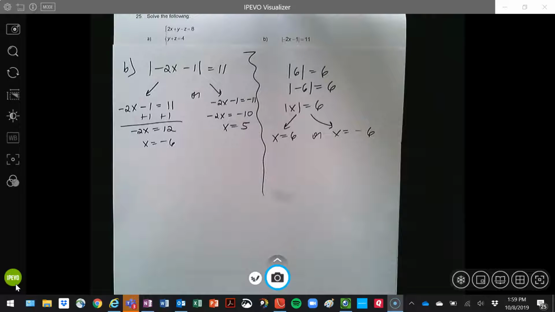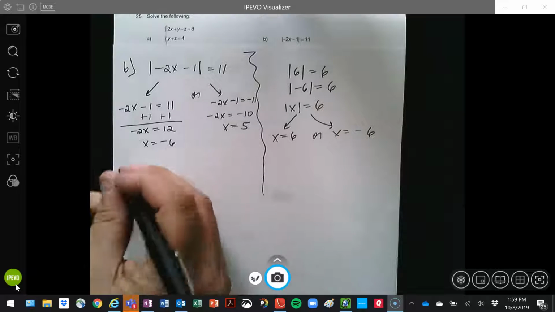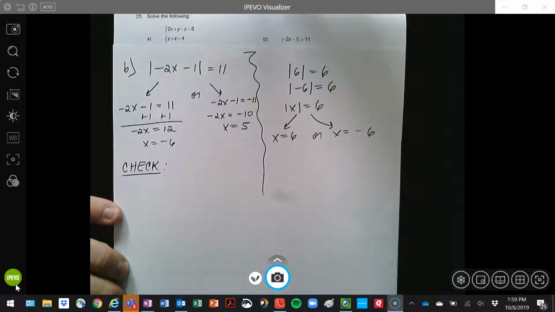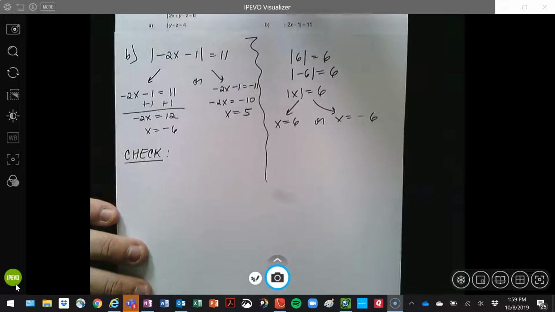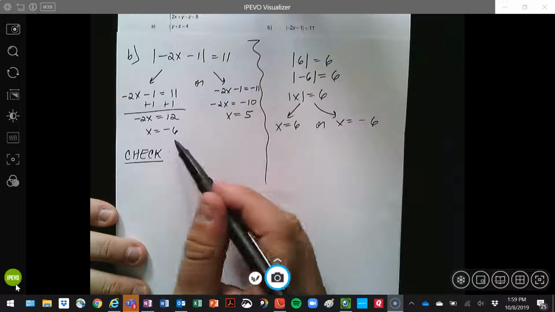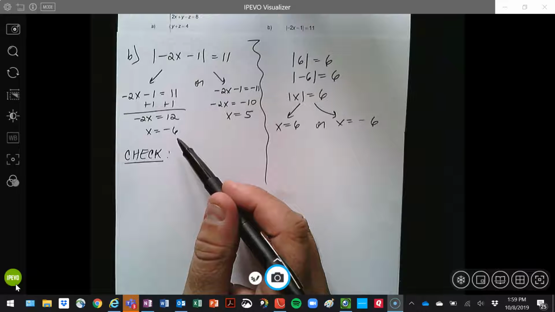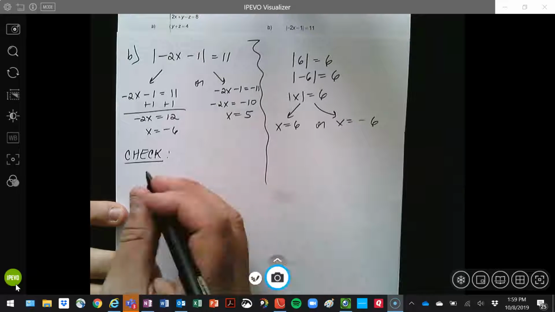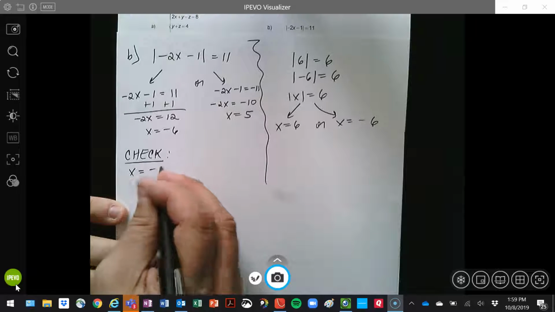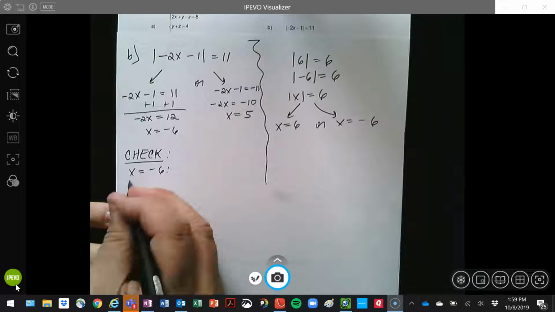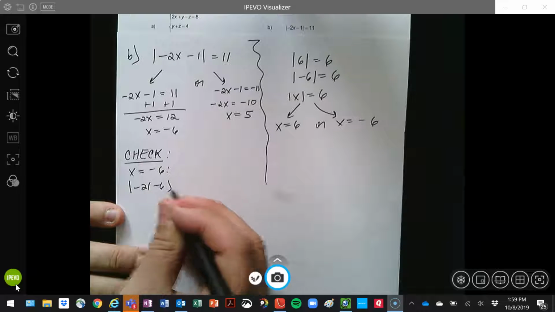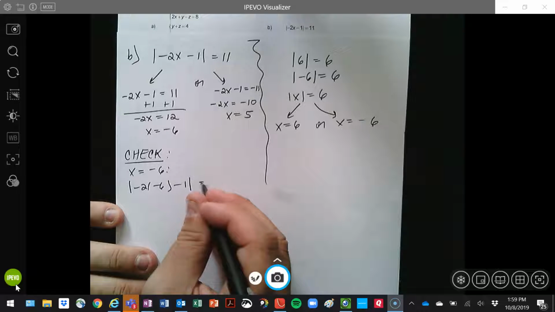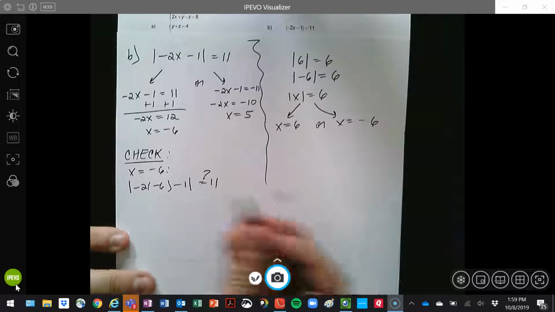Now, before you declare that those are the answers, there's an important check step that is critical when it comes to working with absolute values. Sometimes your equations introduce what we call extraneous solutions. The way that you go about checking for that is we're going to plug in x equals negative 6 into the original. You get the absolute value of negative 2 times negative 6 minus 1. We want to know, is that equal to 11?